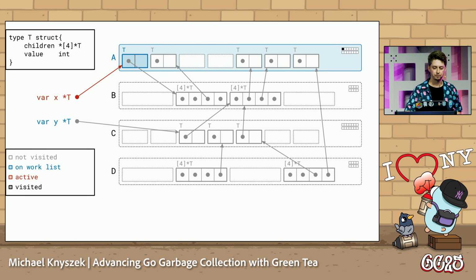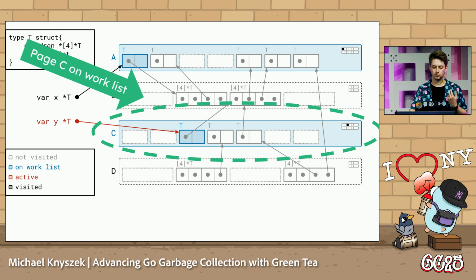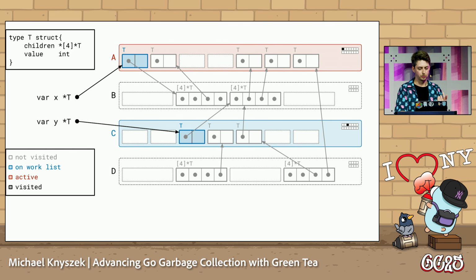All right, let's continue. We follow the next route, find another object. Once again, we put the whole page on the work list. Now page C is shaded blue. Next, we take page A off the work list, and we see that there's only one object to visit for page A, so we look at its pointers. And as a result, we add page B to the work list since the first object in page A points to an object in page B. Next, we take page C off the work list.